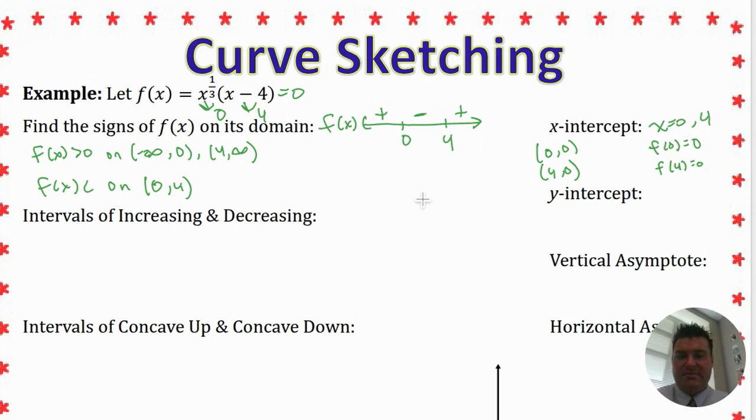Moving on to y-intercepts. That's when I set x equal to 0. And you're going to get another 0. So f of 0, which I have read above, is 0. So we have a y-intercept at (0, 0).